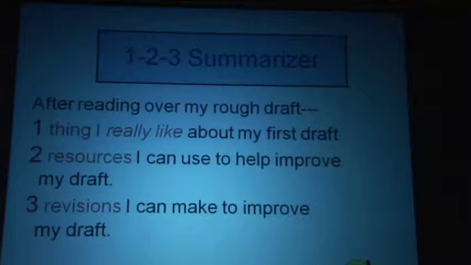And this is a 3-2-1 card, except the teacher turned it around to make it a 1-2-3 card. And here what she's checking with the kids on is a piece of work that they're doing, an essay that they're writing or a story. So after reading over my rough draft, one thing I really like about it is, 2 resources I can use to make it better are, and 3 revisions I can make to improve it are. This again helps the teacher see if the kid's plugged in realistically, and helps the kid reflect a little bit more on where they're going.